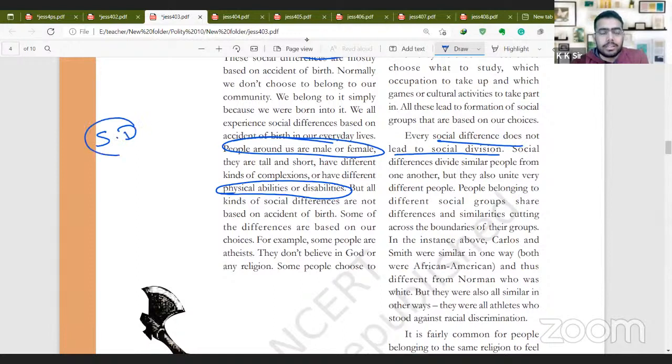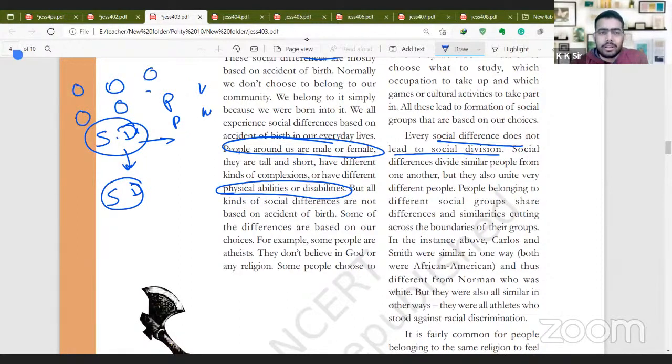It's a very good concept and you should learn this. You should learn this art of articulation. Social differences should not lead to social division. Differences will be there, there will be rich and poor, there will be black and whites, there will be beautiful people and ugly people, there will be short and long, there will be strong and weak, there will be male and female. But the social differences should not lead to social division.